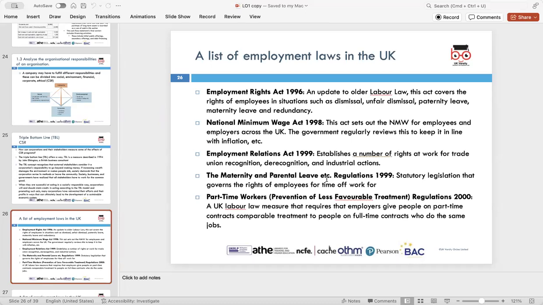A feature of the United Kingdom's labor legislation, known as the Part-time Workers Regulations 2000, mandates that companies must provide employees on part-time contracts with the same level of treatment as those on full-time contracts who perform the same responsibilities.